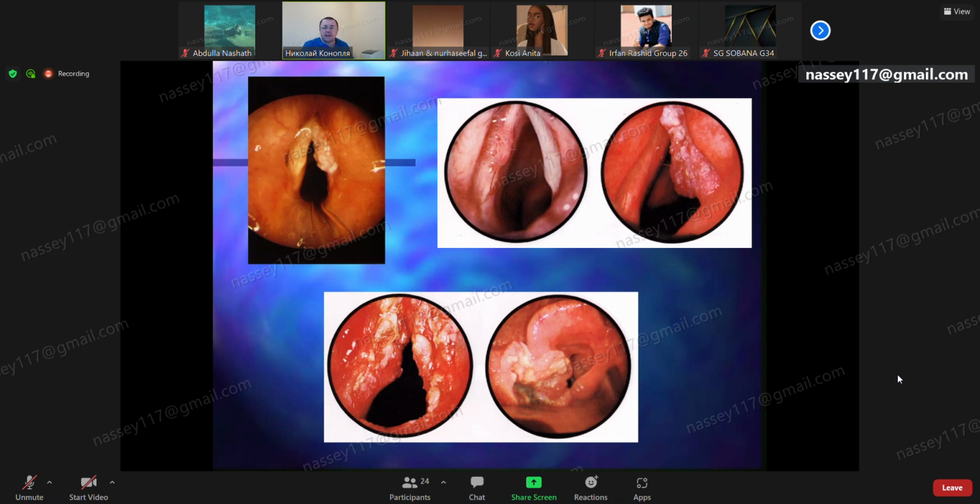Histologically, laryngeal carcinoma can be different tumors, and it's important for the treatment also. Later we'll talk about treatment.